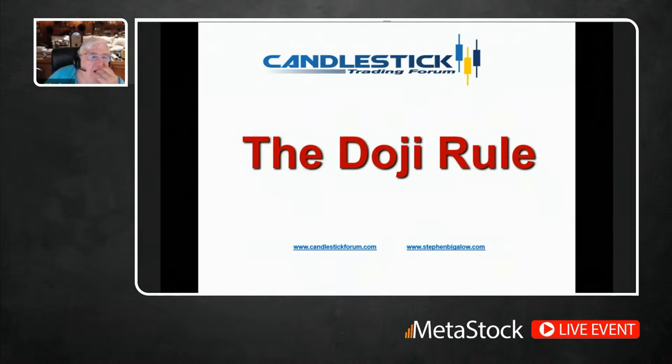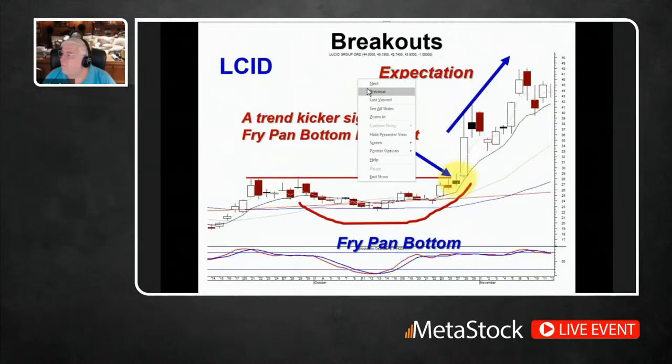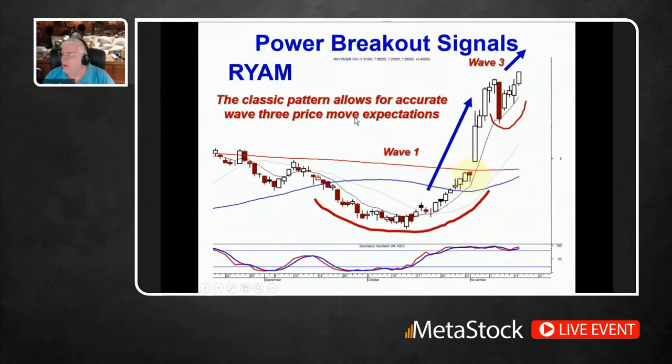Doesn't that look like a scoop rather than a fry pan bottom? Not necessarily. We'll get to a scoop pattern here in a little bit. A scoop pattern is going to have a very flat handle and then the scoop. Usually, the scoop's going to be pretty quick. Again, this is a big rounding fry pan bottom pattern.